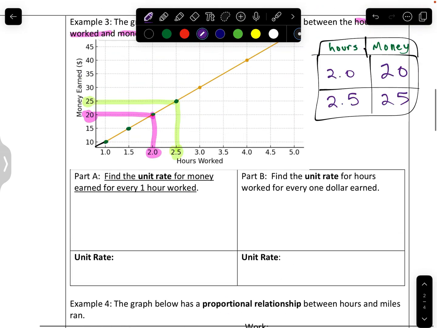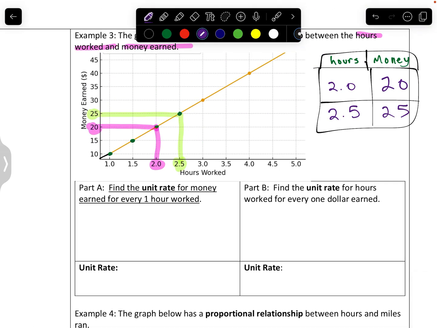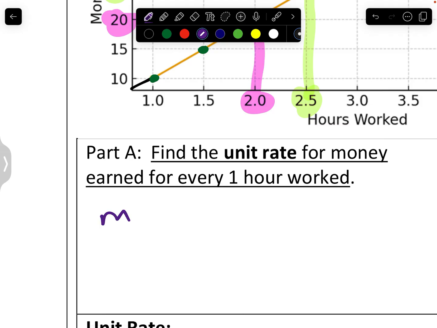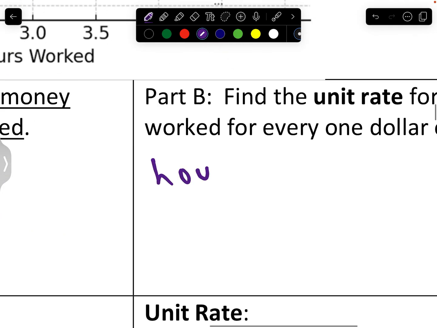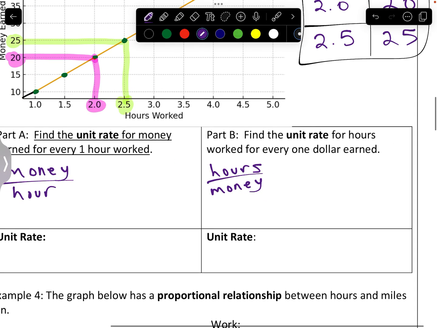Now you just got to read the question. So for our first question, it's saying, hey, find the unit rate for money earned for every hour. Pick a set of numbers, throw them in there, find out how much money you're making every hour. But money over hours is not the only thing that we're doing here. Okay, I could flip that. And instead of money over hours, I can have hours over money, which in this case, that's what it asks for. These are the only two that we can find.